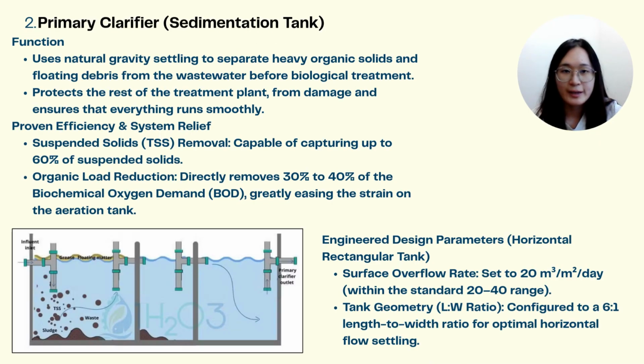The primary clarifier acts as the second section of the primary treatment. The function of this primary clarifier is to use natural gravity settling to separate the heavy organic solids and floating debris from the wastewater before the biological treatment. It also protects the rest of the treatment plant from damage and ensures that everything runs smoothly. The proven efficiency of this primary clarifier is suspended solids removal and organic load reduction.